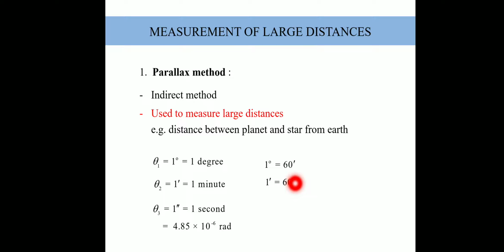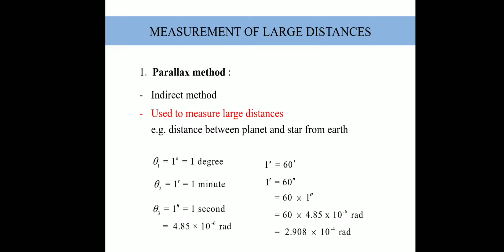So for example, if we are measuring an angle, that angle could be written as 10 degrees 31 minutes and 20 seconds. That is how we write. So if we want to convert this 1 minute into radian or seconds, we can use this.